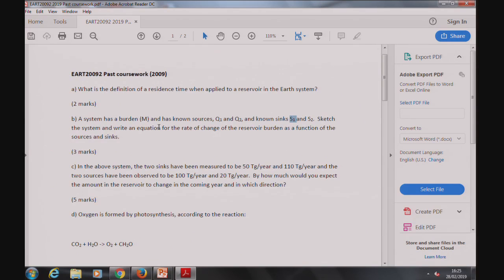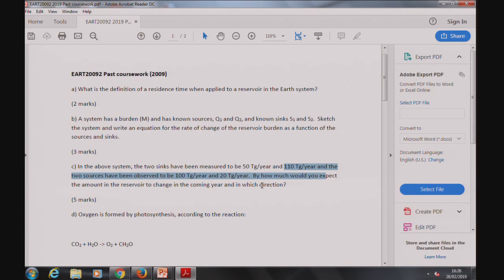So I guess it's starting off with fairly straightforward questions, and then I think we start to get a bit more complicated now. Part C. In the above system, the two sinks have been measured to be 50 teragrams per year and 100 teragrams per year. And the two sources have been observed to be 100 teragrams per year and 20 teragrams per year. By how much would you expect the amount in the reservoir to change in the coming year, and in which direction?